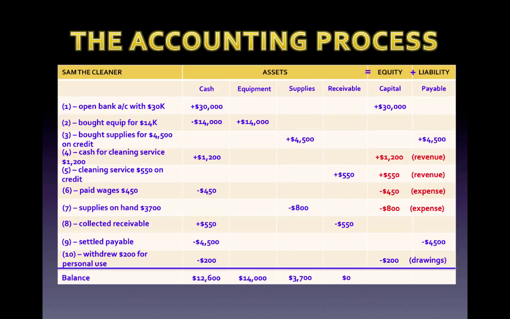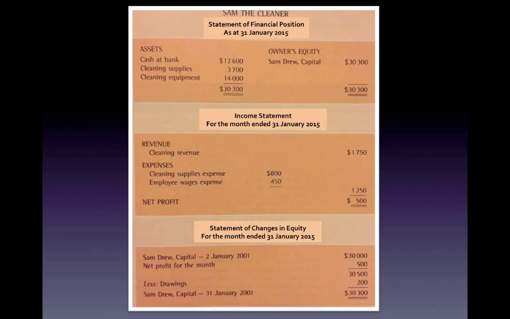There's no more receivables. So the total resources here, the assets, should now represent whatever equity. Now, if you add up that column, you'll get 30,300. There is no more payable. So we can now extract the statement of financial position as at that final date and present it in our financial statement.